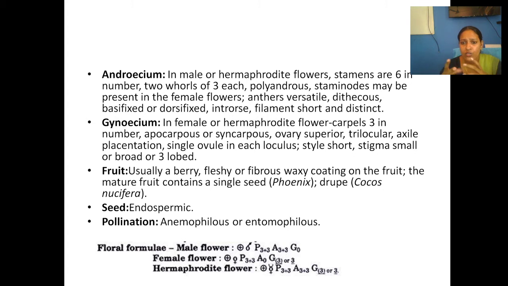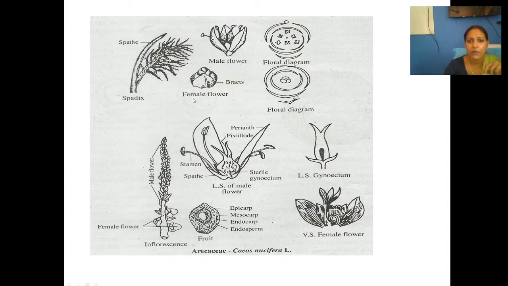all, Cocos nucifera and all, the outer mesocarp is being used as fiber, right? And the phoenix seed is very hard, and the fleshy outer covering you can eat. So the seed is endospermic, and the pollination is anemophilous or entomophilous. This is a floral formula of male and female flower, and this is a hermaphrodite flower. Okay, and this is about the Cocos nucifera.